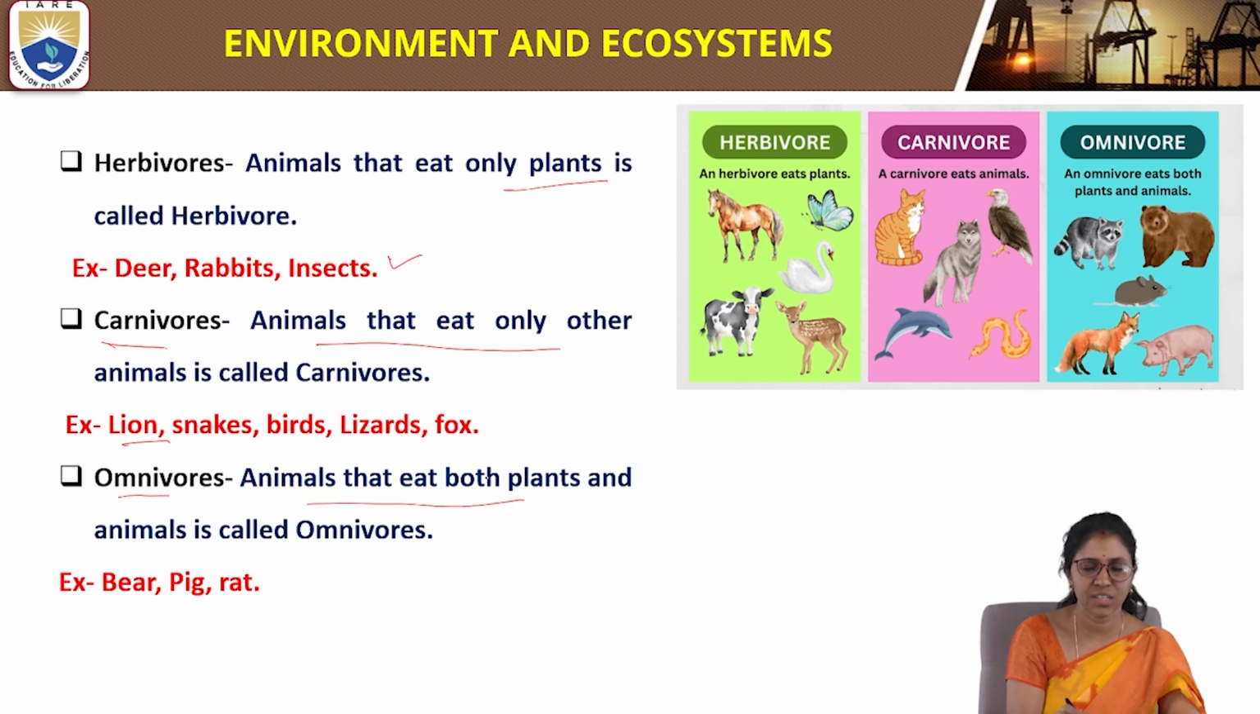Omnivores are animals that eat both plants and animals. Examples of omnivores: bear, pig, rat. We have three types of classification: herbivores, carnivores, and omnivores. Herbivores are animals that eat only plants, that eat only producers: deer, rabbit, insects. Carnivores are the animals that eat only other animals. Omnivores are the animals that eat both plants as well as animals.